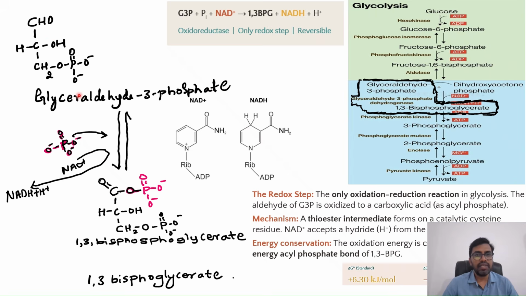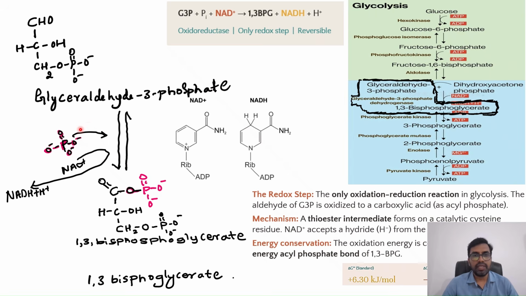If you see here, glyceraldehyde 3-phosphate: this aldehyde group will get oxidized to the carboxylic group, and then there will be an addition of a phosphate group here. The distinction of this particular reaction is that the phosphate group over here is not derived from ATP or GTP or any nucleotide triphosphate. However, it will be from inorganic phosphate only. That is why there is no utilization of extra energy over here.